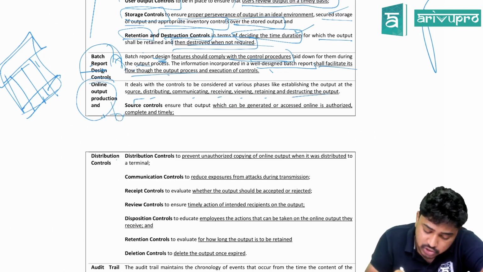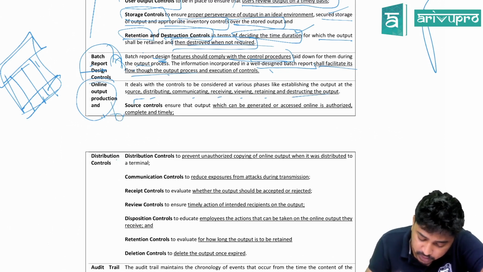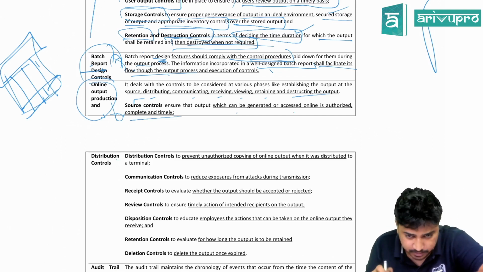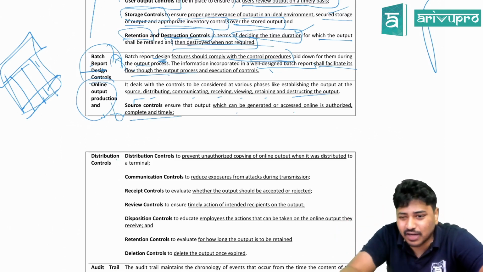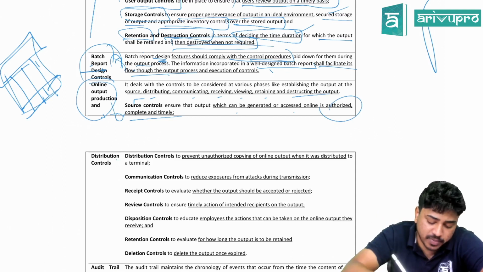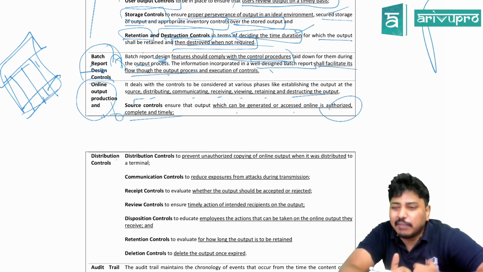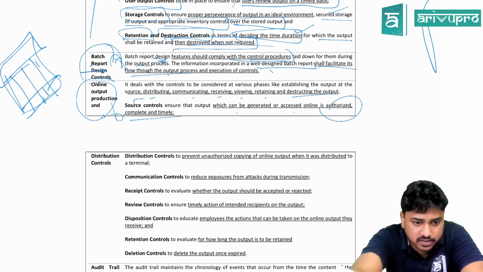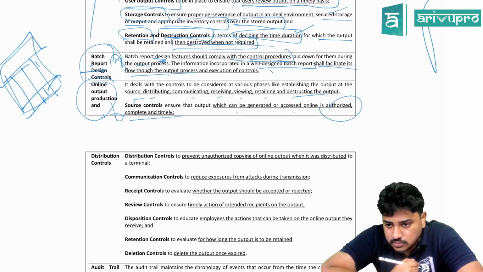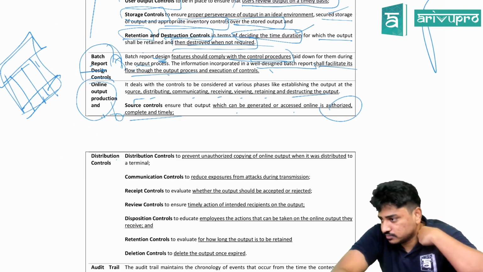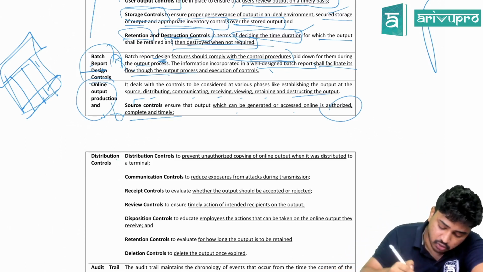Source control. Source control ensures that output which can be generated and accessed online is authorized, complete and timely. So if you want a view, have controls. Only authorized people can view it, and when viewing it, it should be complete and timely. Timely means if I am an authorized person and I ask now, you should give it immediately, and it should not be that you take 48 hours to give the report. That is what source control means.